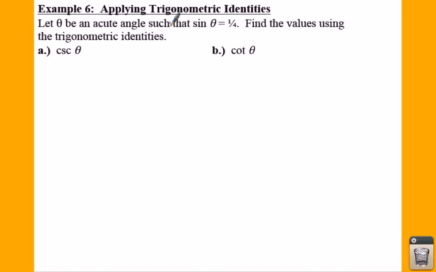Alright, example 6 is very, very similar to example 5, except we're not going to be dealing with decimals, thank goodness. So what we are given is that our sine is equal to 1/4. So if your sine of theta is equal to 1/4, that is the same thing as saying that is your opposite side over your hypotenuse.